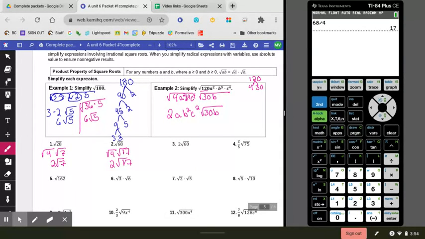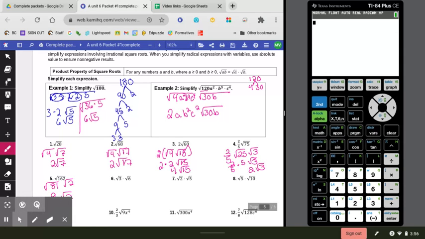Number 3, we have a 2 out in front. So I bring the 2 over here. I'm going to break radical 60 into radical 4 and radical 15. The square root of 4 is 2, so that's 2 times 2 radical 15. And I can multiply the 2 and 2 because they're on the outside. So that's 4 radical 15. So I want you to pause and try 4 and 5.